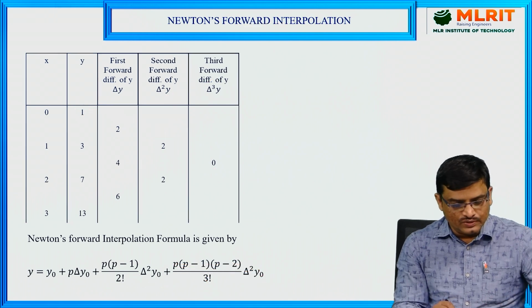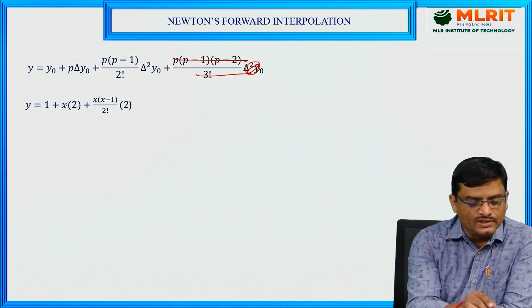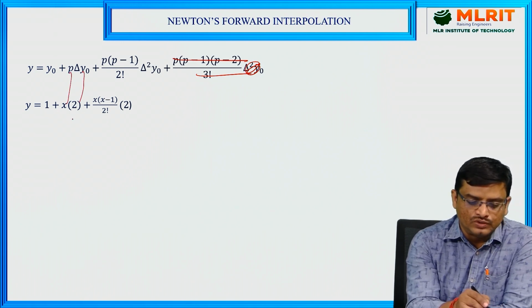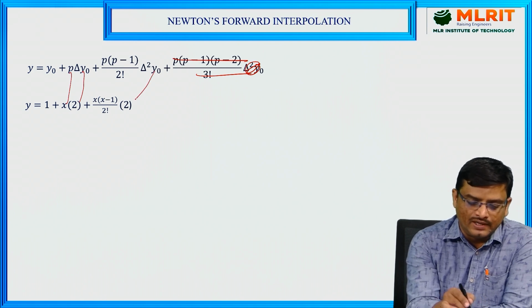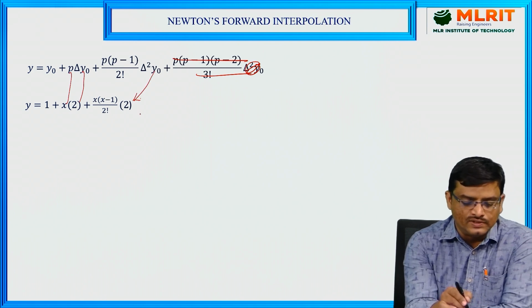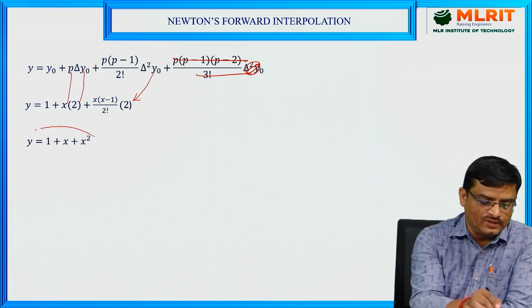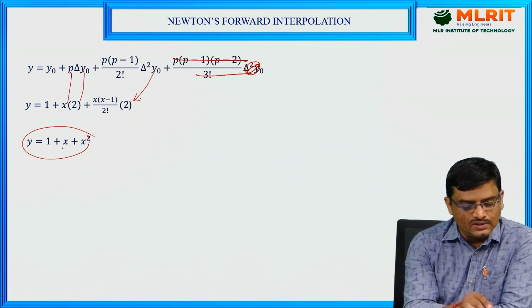Okay, now substitute these values here. So y naught is 1 and put p is equal to x, delta y naught we got is equal to 2, x minus 1 by 2 factorial, and delta square y naught we got is equal to 2. Now simplify this. Once you simplify, we will get the y value in terms of x. This is our required polynomial, 1 plus x square.